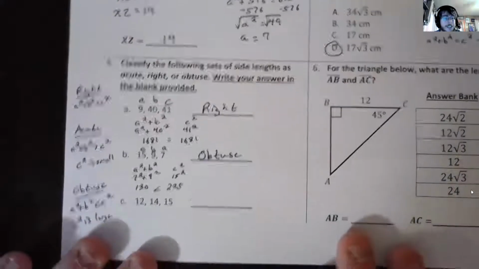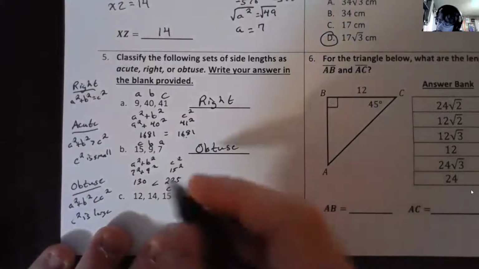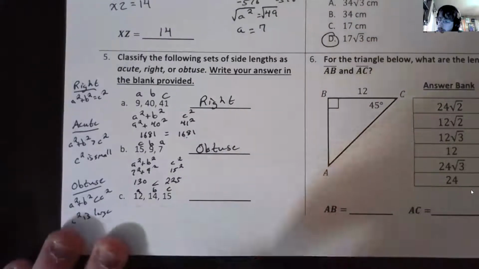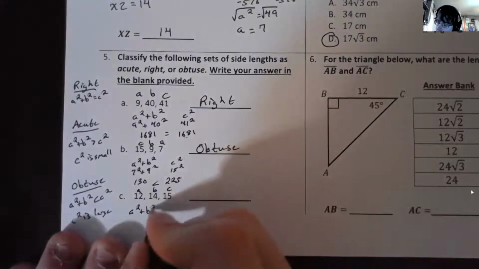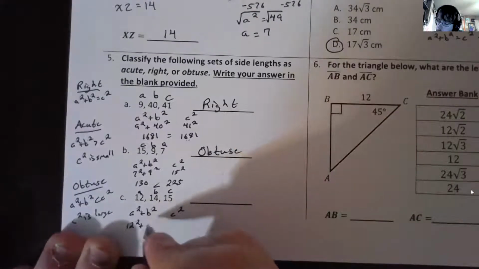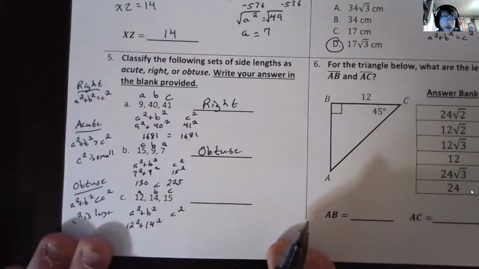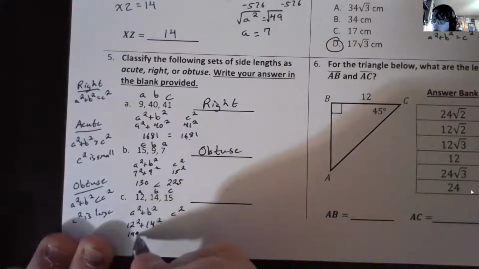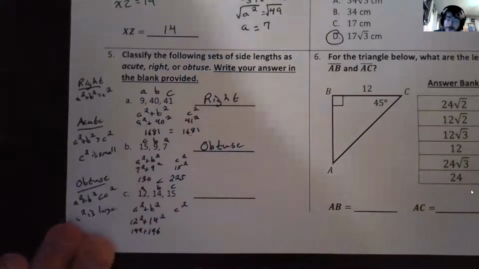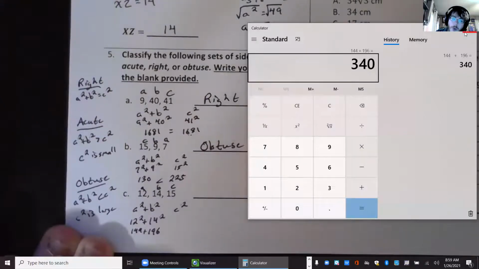And then finally C, we have 12, 14, and 15. 15 will be our c value, a will be 12, and b will be 14. So if we do a squared plus b squared and c squared, a squared plus b squared becomes 12 squared plus 14 squared. 12 squared is 144. 14 squared is 196. And if you add those together, you get 340.